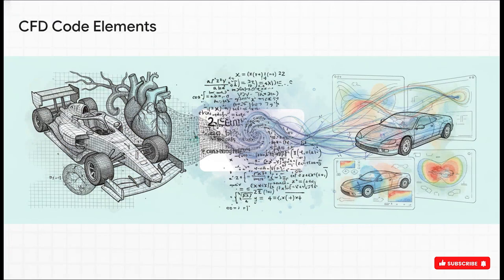Pretty much every CFD job boils down to three main parts. First, you have the preprocessor. That's where you tell the computer what you're studying, the car, the artery, and you chop it up into a grid of tiny little pieces. Then at the very end, you have the post-processor, where you get to see all the cool, colorful results. But the real workhorse, the heart of the whole operation, is that step in the middle, the solver.